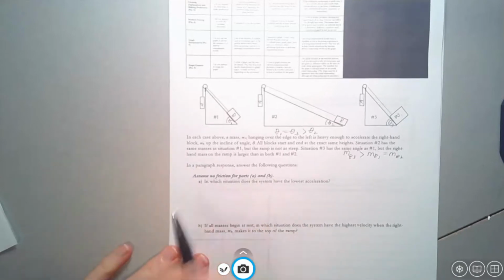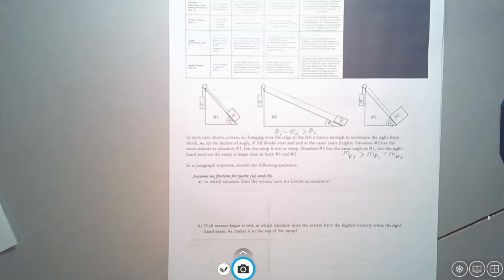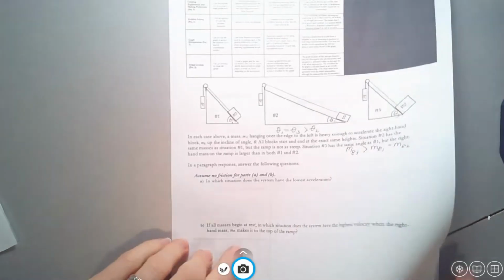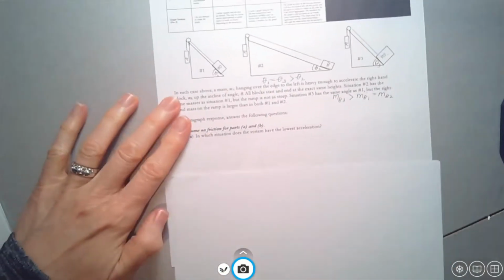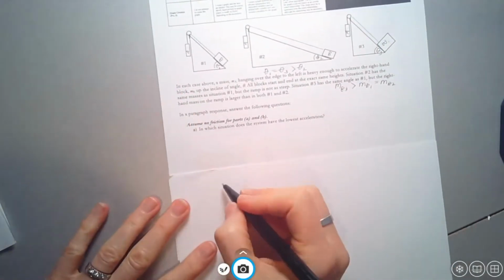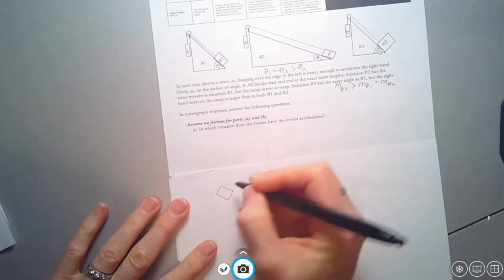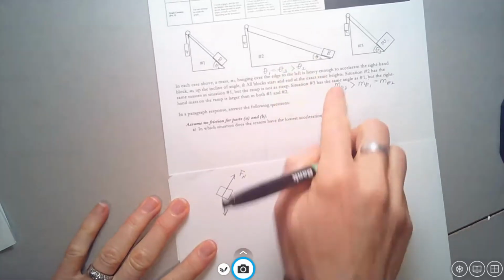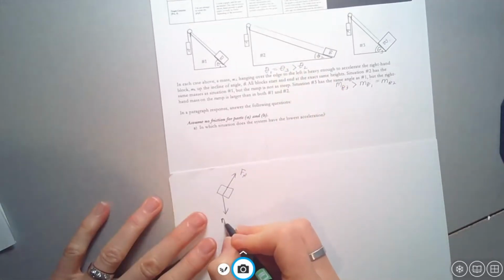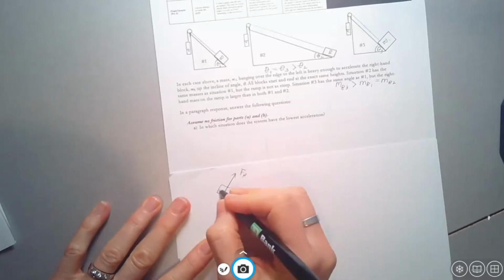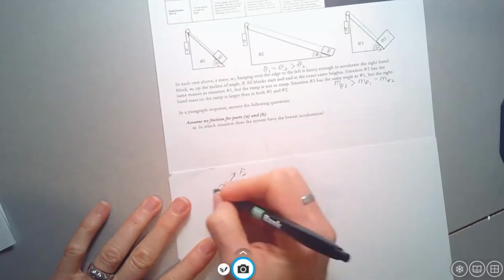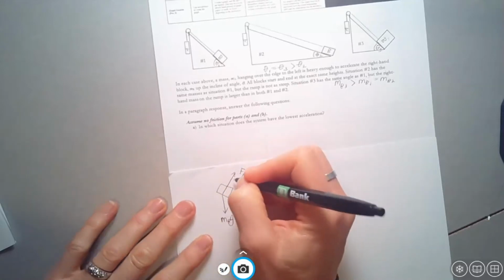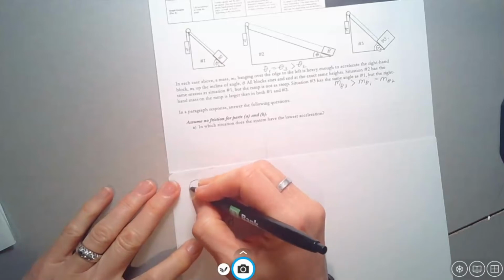This is a paragraph response, but that doesn't mean that it isn't useful to draw a free body diagram and get an expression. So that's what I'm going to do. I need a little more space, so I'm going to take another sheet of paper. And I'm not going to draw a different diagram for each. I'm going to draw one diagram and just note these differences, because this part, right, we've got MBG. This is the guy on the incline, and it's attached to this one.